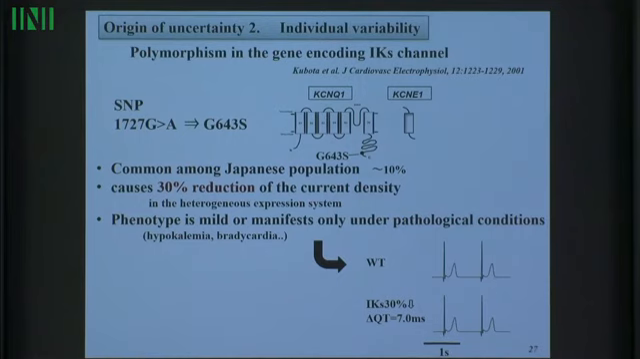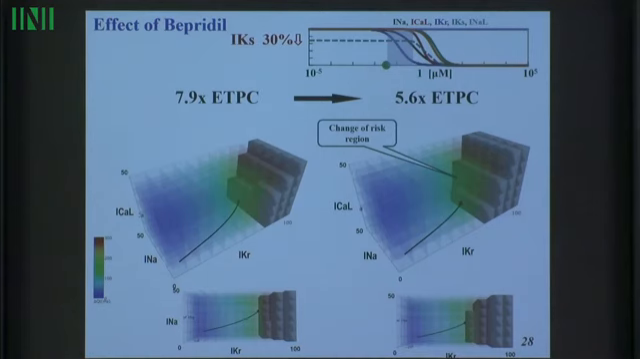But only a 30% reduction of the IKs current produces only a minor change in the QT interval. So the phenotype is mild and manifests only under pathological conditions like hypokalemia, bradycardia, and so forth. Those changes can be visualized in our hazard map by just reducing the IKs current.